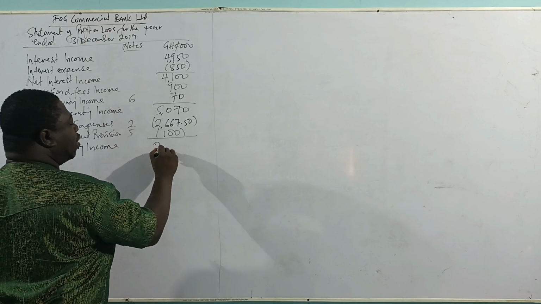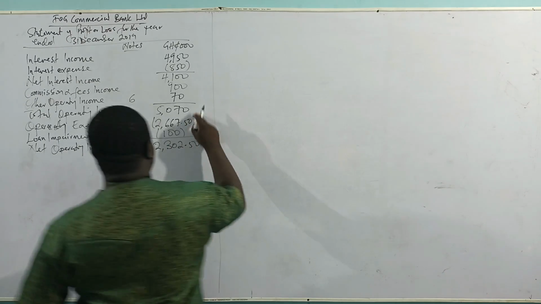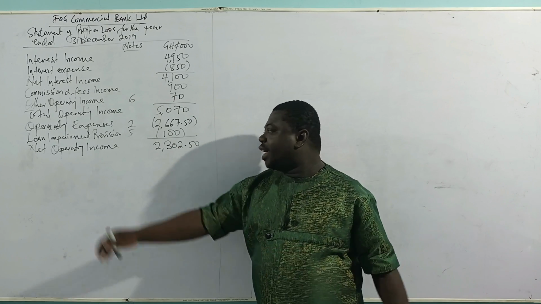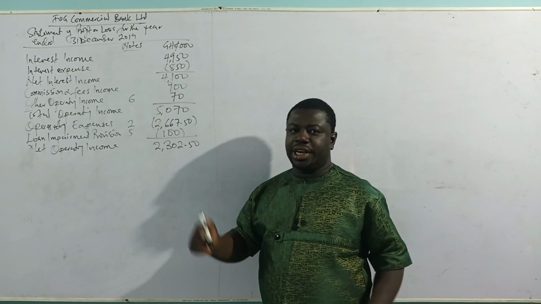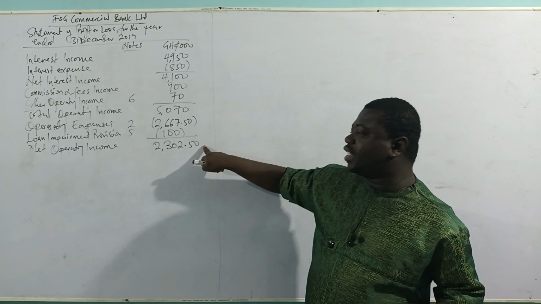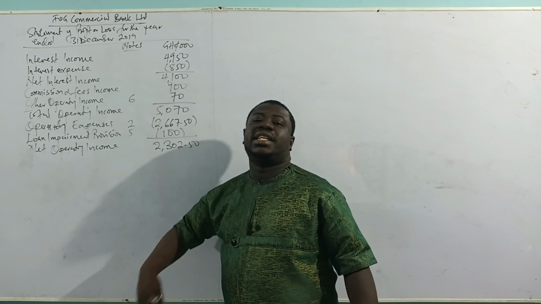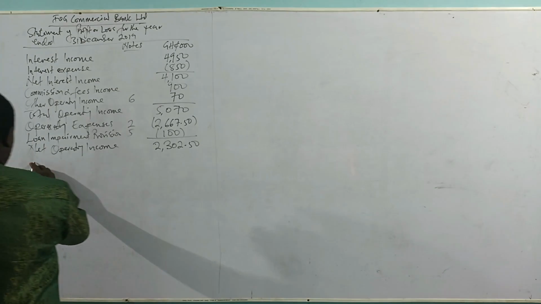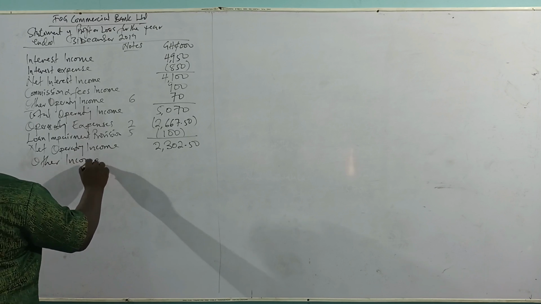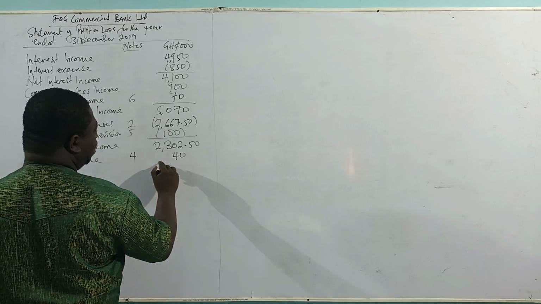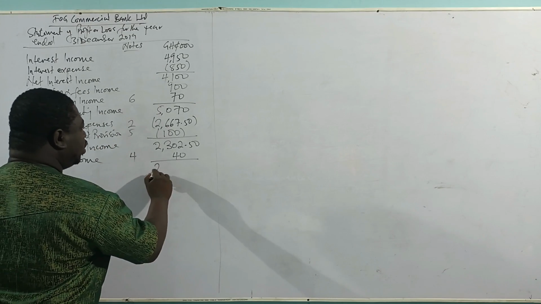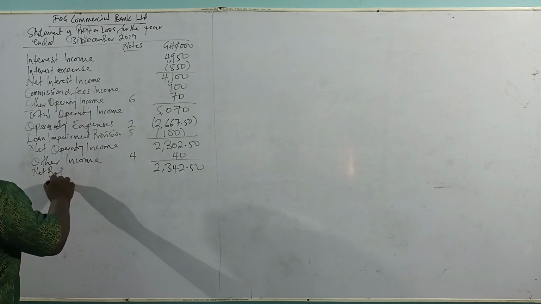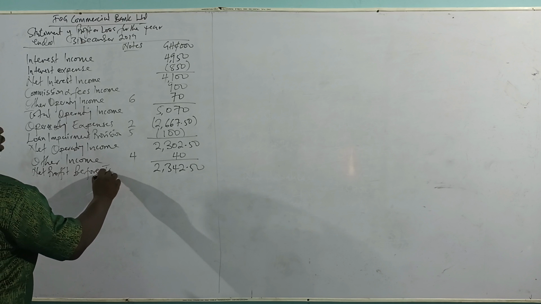And that gives us 2,302.5. That is, if you subtract these two from the total operating income, you have your net operating income for the bank. Then you can add the other income before you get the profit before tax, so that at least we'll know what profit is actually coming from operations and which ones are just from other sources. So we now add other income, which we had 40. So other income is from working 4, and that was 40. So when we add, we have 2,342.5, and we call it net profit before tax.